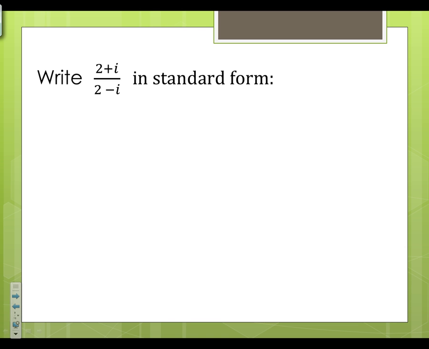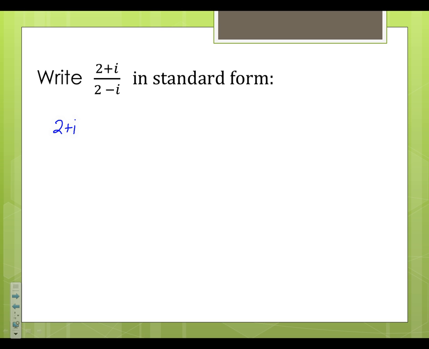Taking a look at this one, if we were asked to write this expression in standard form. Right now we have 2 plus i over 2 minus i. That i cannot stay in the denominator of that term, so we need to figure out what we can do to it to get it out of there.